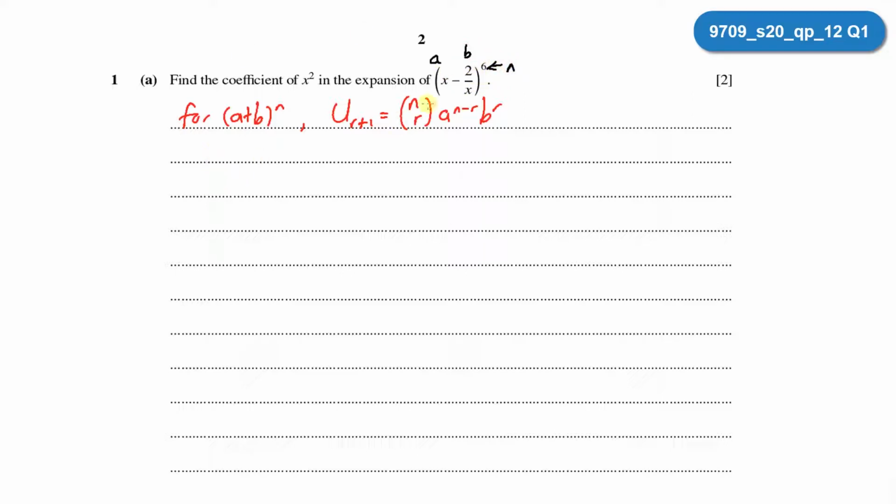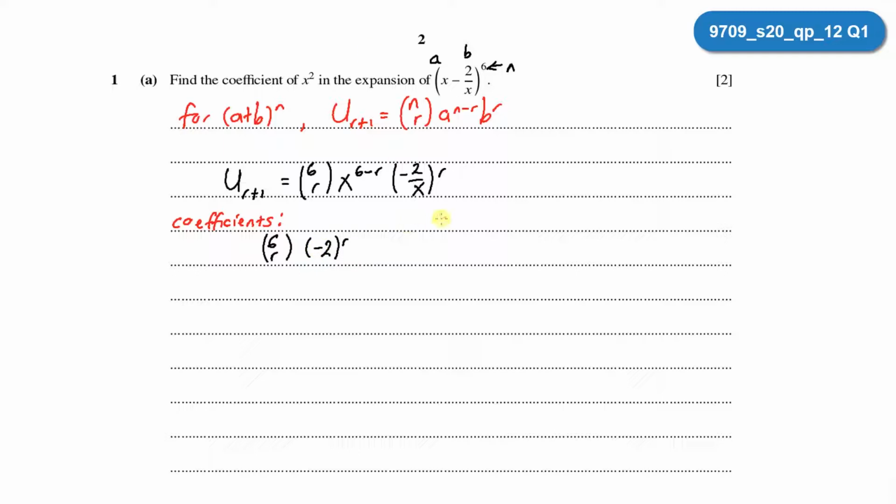So we are saying the general expression will be U_(r+1) is equal to 6 choose r, x to the power of 6 minus r, and b, which is minus 2 over x to the power of r. Now I can split this into constants as well as x terms. So for the constants or the coefficients, we will be having 6 choose r, and we also have minus 2 here to the power of r. So these are the constants or the coefficients.